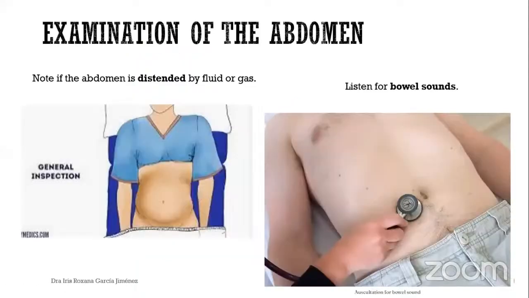And now we have the examination of the abdomen. Of course, here we combine the 4 techniques we have available. We practice and we learn about it. First of all, we have the general inspection, when we have to catch if the abdomen is distended by fluid or gas, maybe. We check the main characteristics of this.